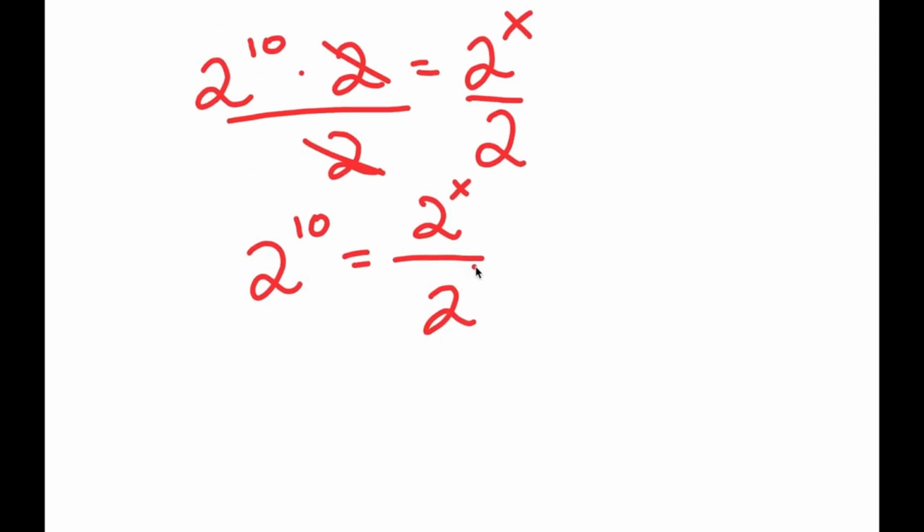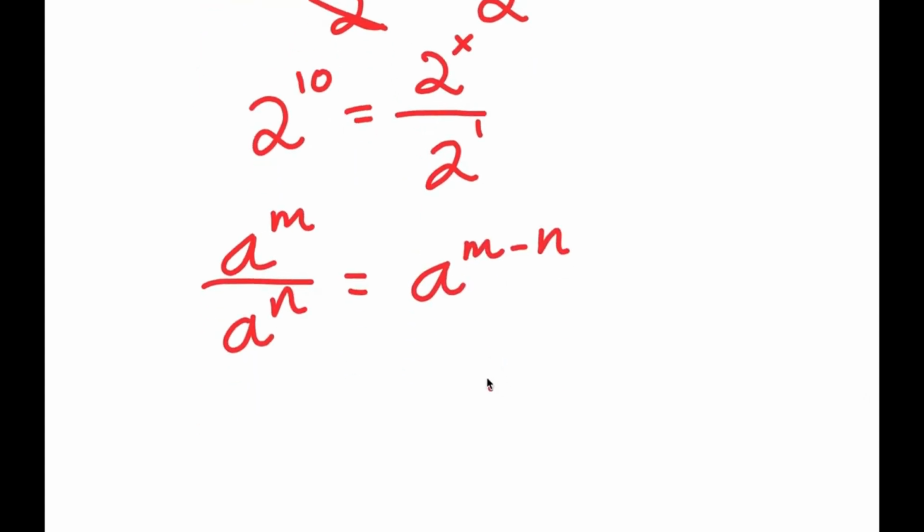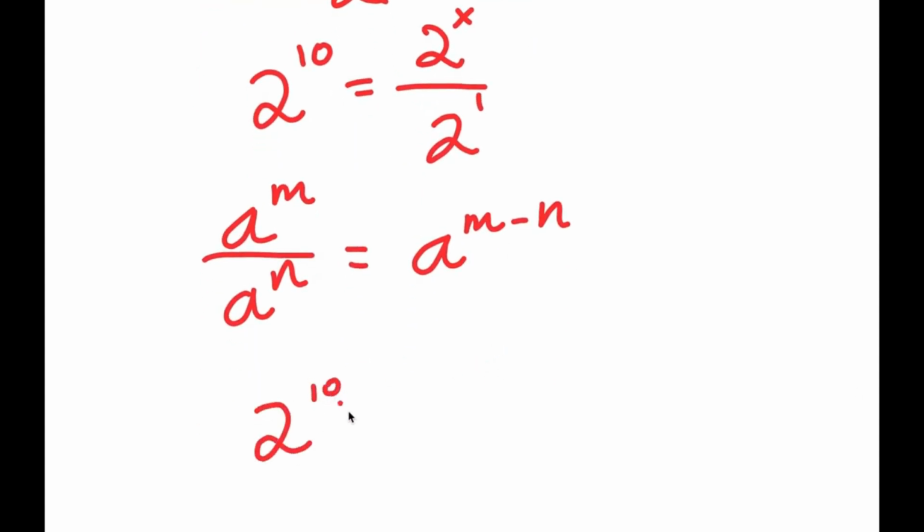Now 2 is the same thing as 2 to the power of 1. And if I have something in the form a to the power of m over a to the power of n, this is equal to a to the power of m minus n. So 2 to the power of x over 2 to the power of 1, that's going to equal 2 to the power of x minus 1.